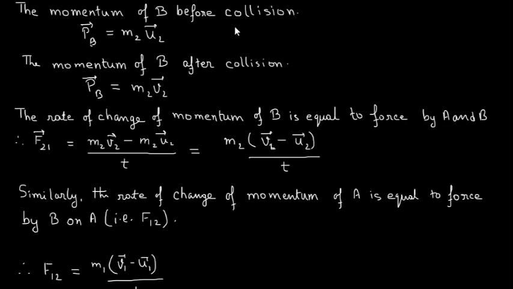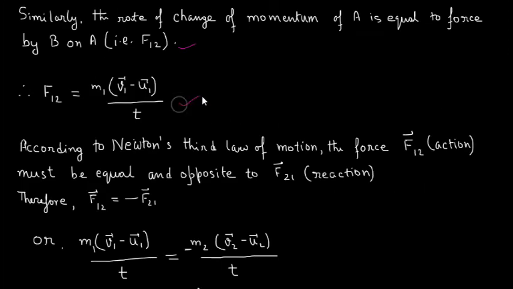The momentum of B before collision, Pb, is equal to m2 u2. The momentum of B after collision, Pb, is equal to m2 v2. Rate of change of momentum of B is equal to the force by A on B, that is F21 is equal to (m2 v2 minus m2 u2) upon T, which is equal to m2 (v2 minus u2) upon T. Similarly, the rate of change of momentum of A is equal to the force by B on A, that is F12. So we can write F12 is equal to m1 (v1 minus u1) upon T.